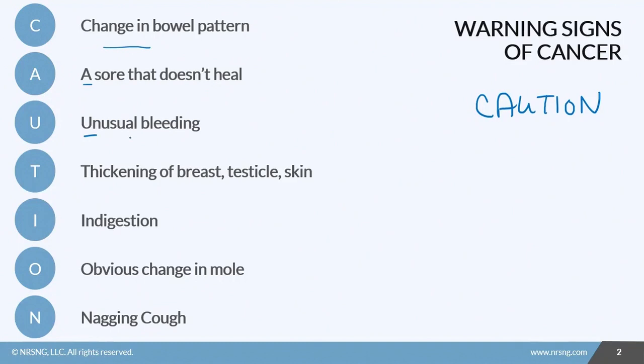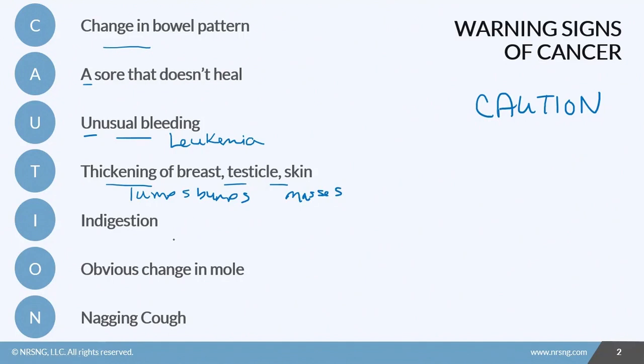U, unusual bleeding or bruising. We talked about that in leukemia, because those patients can experience thrombocytopenia. T, thickening of breast, testicle, or skin. So any kind of lumps, bumps, or masses we want to be aware of.